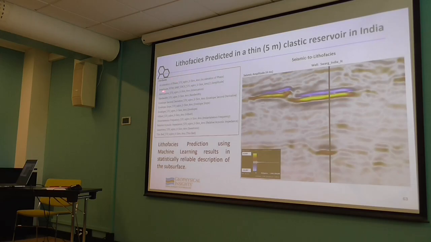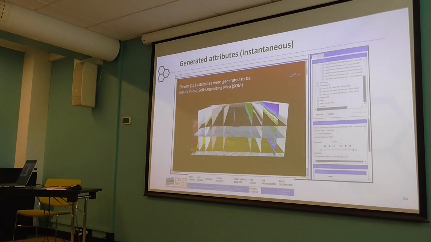So we use acceleration of phase, amplitude, attenuation, bandwidth, envelope second derivative, envelope slope, Hilbert, frequency, instantaneous frequency, relative acoustic impedance, sweetness, and thin bed. So these are the attributes that we decided to use in this analysis. So it was an 11 attribute self-organizing map. And just to show you how different these attributes are, this is an example of the 11 attributes that we used to run our self-organizing map.